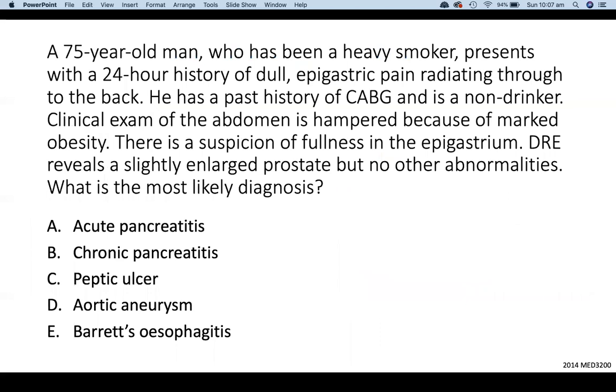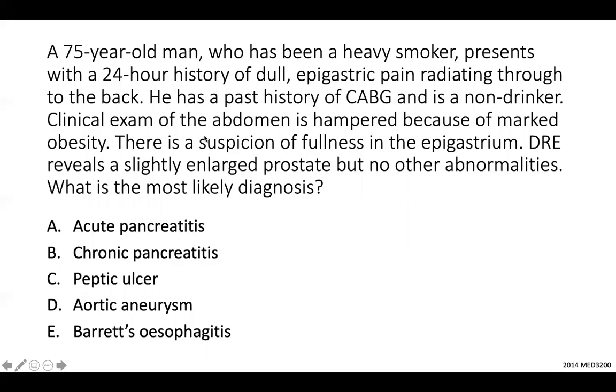Okay, so let's do some more questions. An old man who's a smoker has epigastric pain going to the back, doesn't drink, and is obese. What do you think is going on? D? Yes, this is D. His risk factors are old age, smoking, cardiovascular stuff, and obesity. Fullness in the epigastrium is a classic feature of an aortic aneurysm. You might have considered acute pancreatitis, but he doesn't really have the right risk factors for it. If we do the next question, you'll get a good comparison. I sort of gave it away, but anyway.